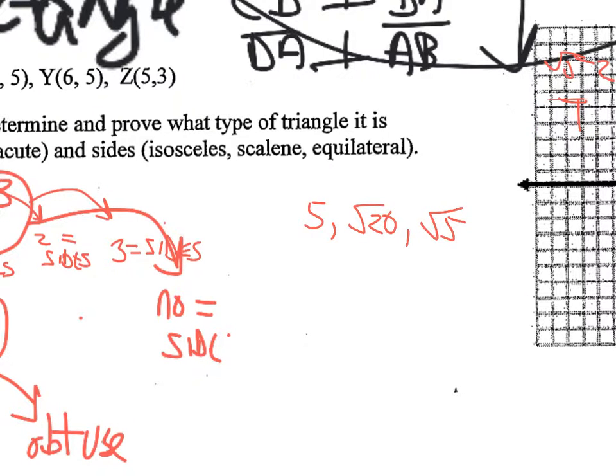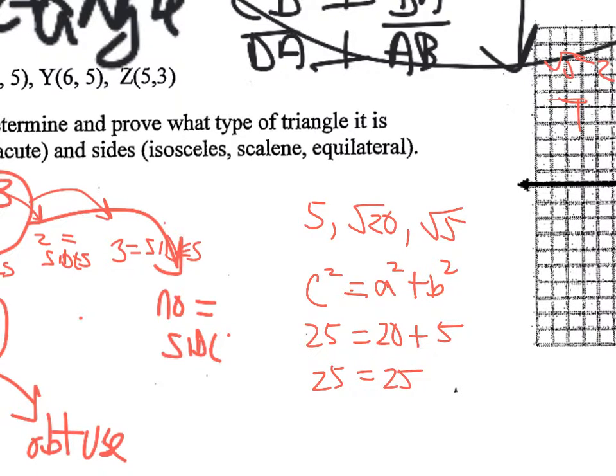Okay, so now this problem looks more like the ones that we've done before. So using c squared equals a squared plus b squared to classify this triangle. Okay, so 5 squared is 25, and that'll be square root of 20 squared, which is 20, plus square root of 5 squared, which is 5. So 25 equals 25, so it fits perfectly. That means that this is surprisingly a right triangle. So it's a right triangle.